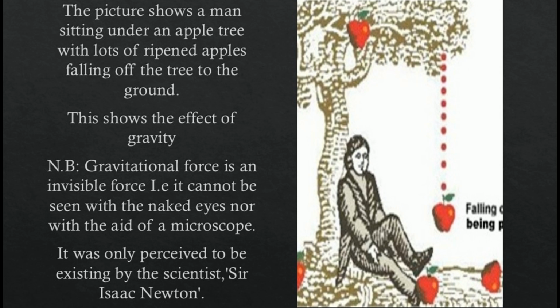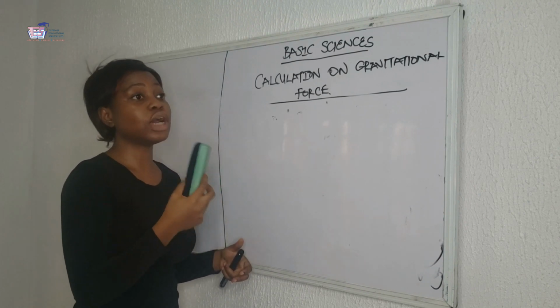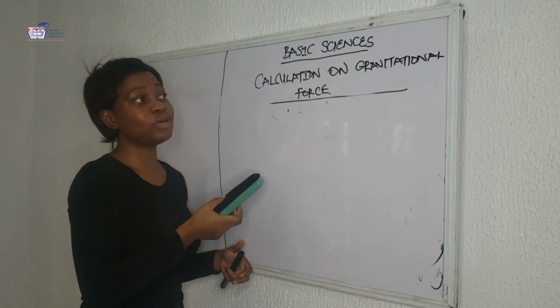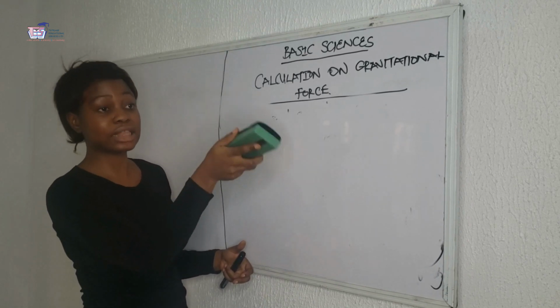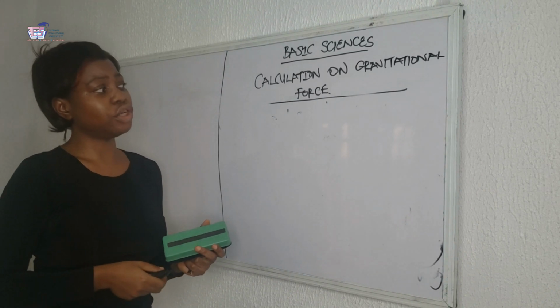Exactly. Now, another thing I want you to note about this gravitational force is that it is an invisible force. You cannot see it with the naked eyes, neither can you see it with the help of a microscope. So it is invisible. It's not something you can just see and then point at and say, oh, that's a gravitational force. So now we want to look at the calculation on gravitational force.